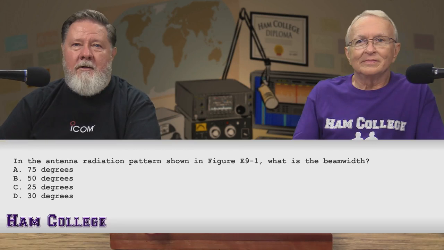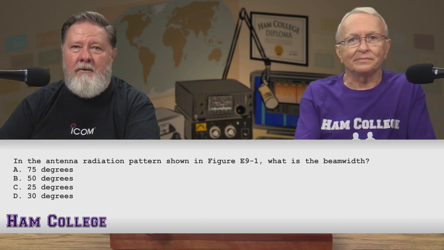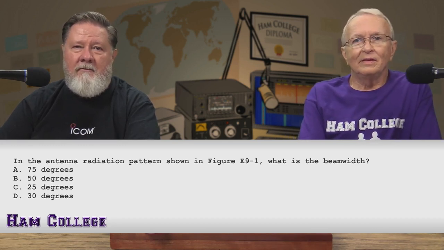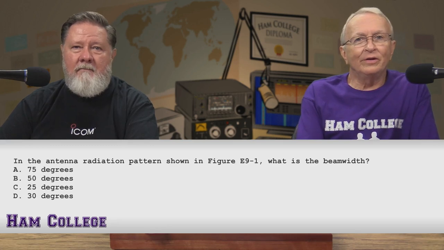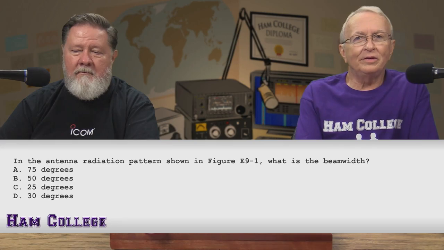In the antenna radiation pattern shown in figure E9-1, what is the beam width? A, 75 degrees. B, 50 degrees. C, 25 degrees. Or D, 30 degrees.